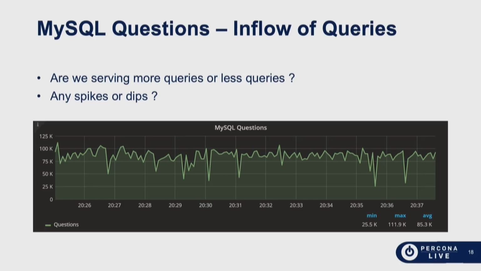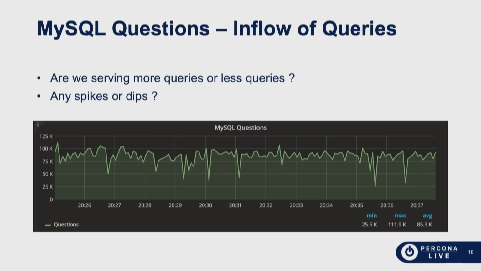Another thing I like looking at is MySQL questions. The MySQL questions pretty much show us the inflow of questions, right? How many questions are being accepted by MySQL from a client. And spikes and dips, in this case, are pretty important figures. If you have a spike, then the question is why? Maybe there's some application workload change, maybe some cache malfunction. Dips are an even better question to investigate.